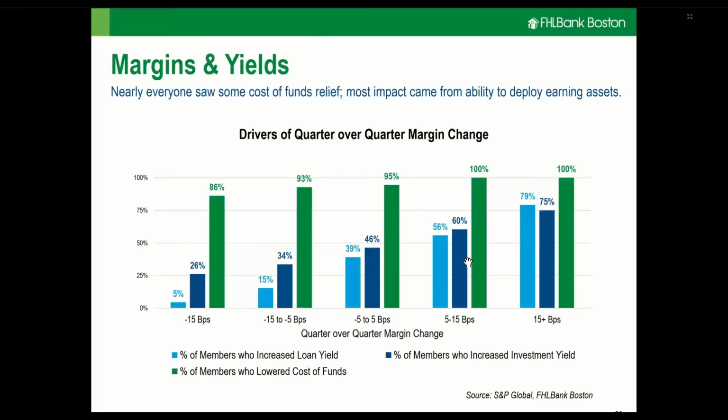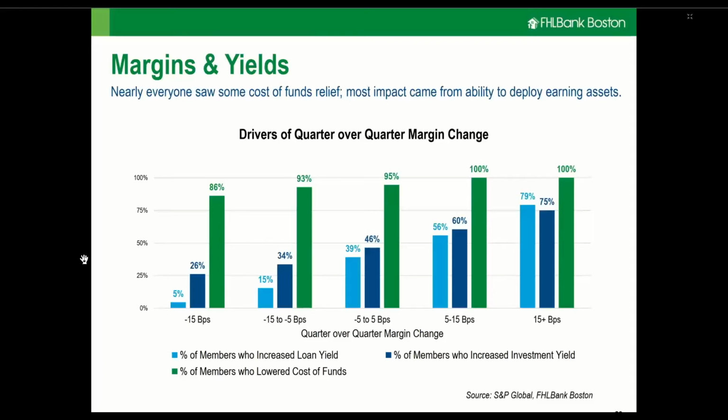There are factors that may play into it. But what's really interesting to see here is that if you look all the way to the left in that minus 15 bucket, so even for those members who had the most extreme pressure on their margin in the quarter, 86% of those folks were still able to lower cost of funds. So really kind of without doing much or trying very hard, you were able to lower your cost of funds.